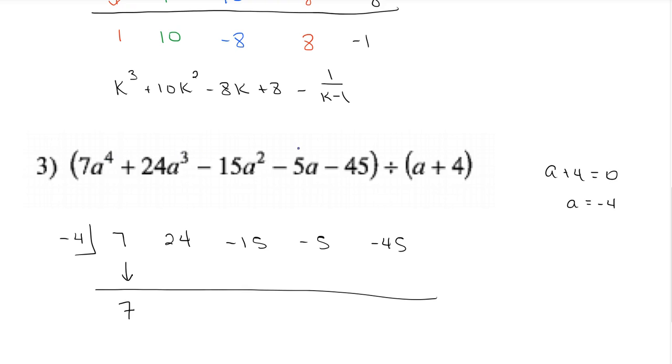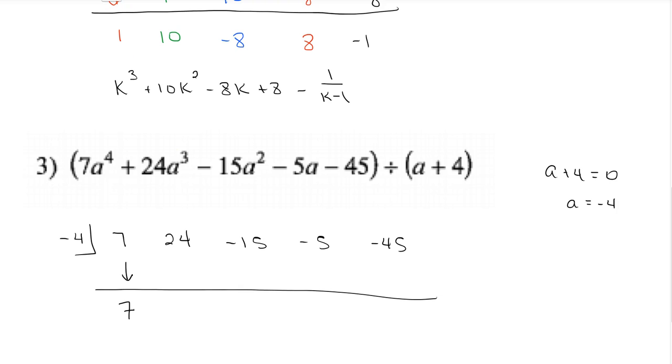Notice in the examples I'm giving you, all my terms are decreasing, right? A to the fourth, a to the third, a squared, and so on. If one of these is missing, just like long division, you have to put a 0 in here as a placeholder. So if this was just 7a to the fourth plus 24a cubed, and this term here was missing, and it just went to negative 5a, then you must put a 0 in here as a placeholder. Okay, so let's get rid of that.